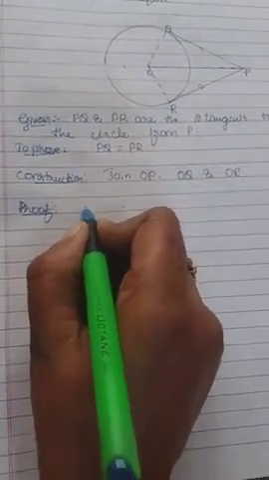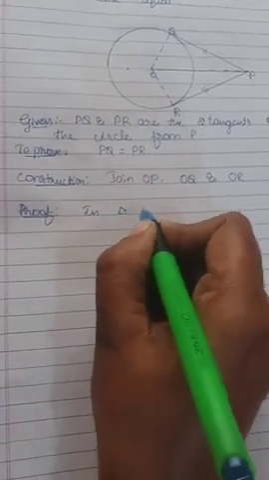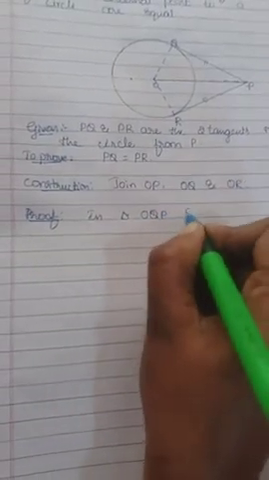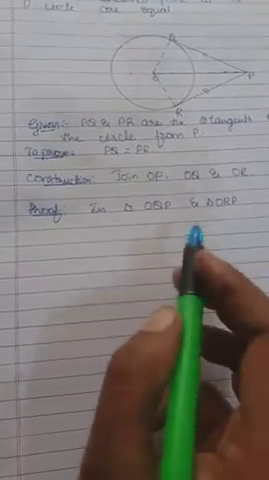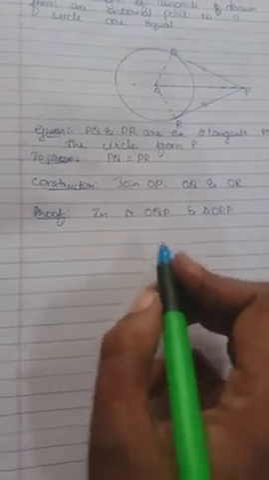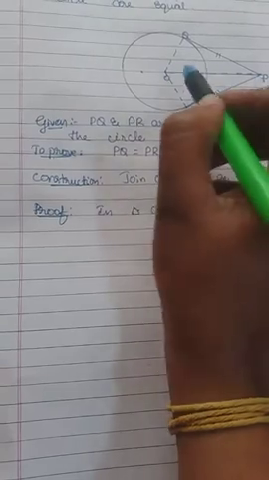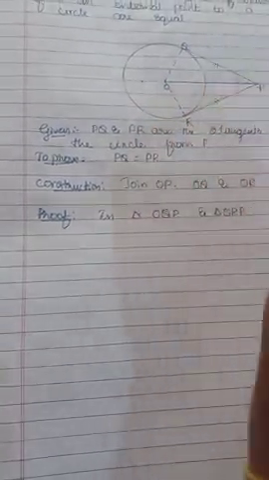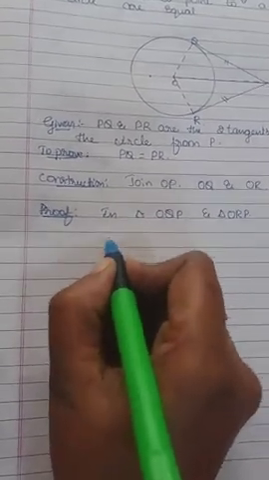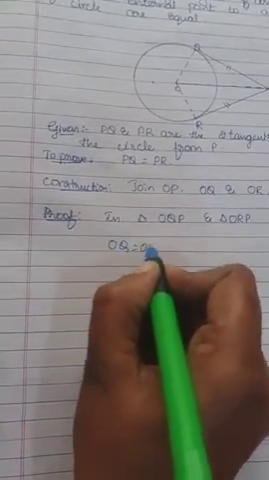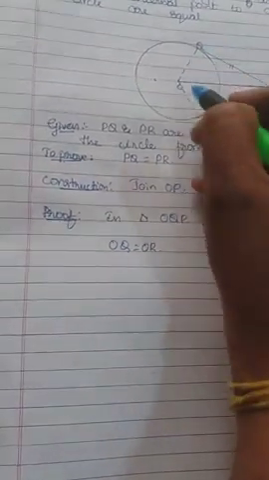Let us take that triangle. In triangle OQP and triangle ORP, both the triangles are congruent. If we prove that, then both the tangents are equal. Okay, so let us take the triangle OQP and ORP. In this triangle we can write OQ equal to OR.